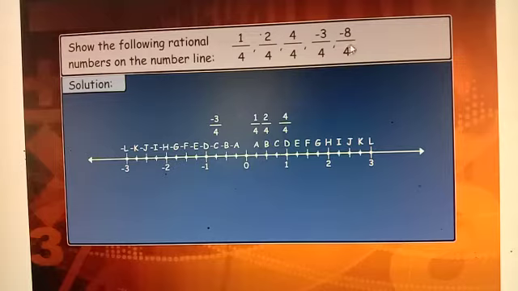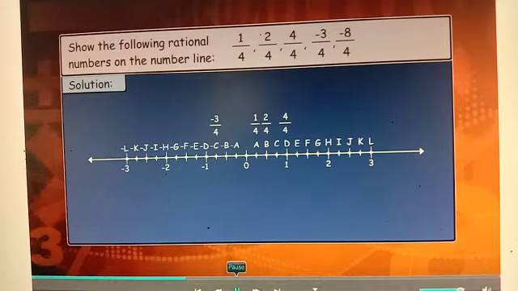Now let's see where minus 8 upon 4 will come. The value of minus D will be minus 4 upon 4. The value of minus E will be minus 5 upon 4. Minus F will be minus 6 upon 4. Minus G will be minus 7 upon 4 and minus H will be minus 8 upon 4. Therefore, minus 8 upon 4 is at minus H on the number line.